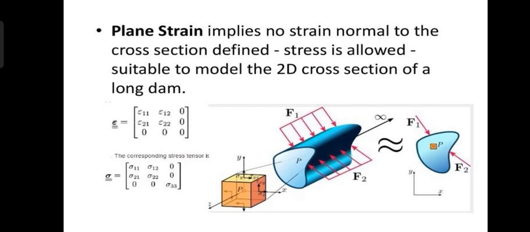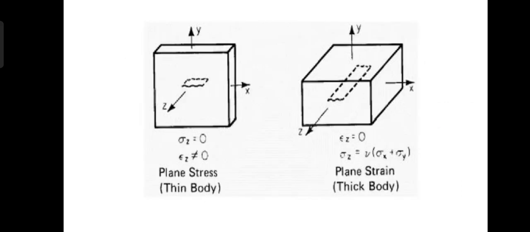Coming to plane strain, it implies no strain normal to the cross section defined. Stress is allowed, suitable to model the 2D cross section of a long dam. Here we can see the formula of the stress and strain according to plane strain. This is the figure of plane stress and plane strain. According to plane stress, it is a thin body, and according to plane strain, it is a thick body. Sigma z equals 0 and epsilon z equals 0 in plane strain.